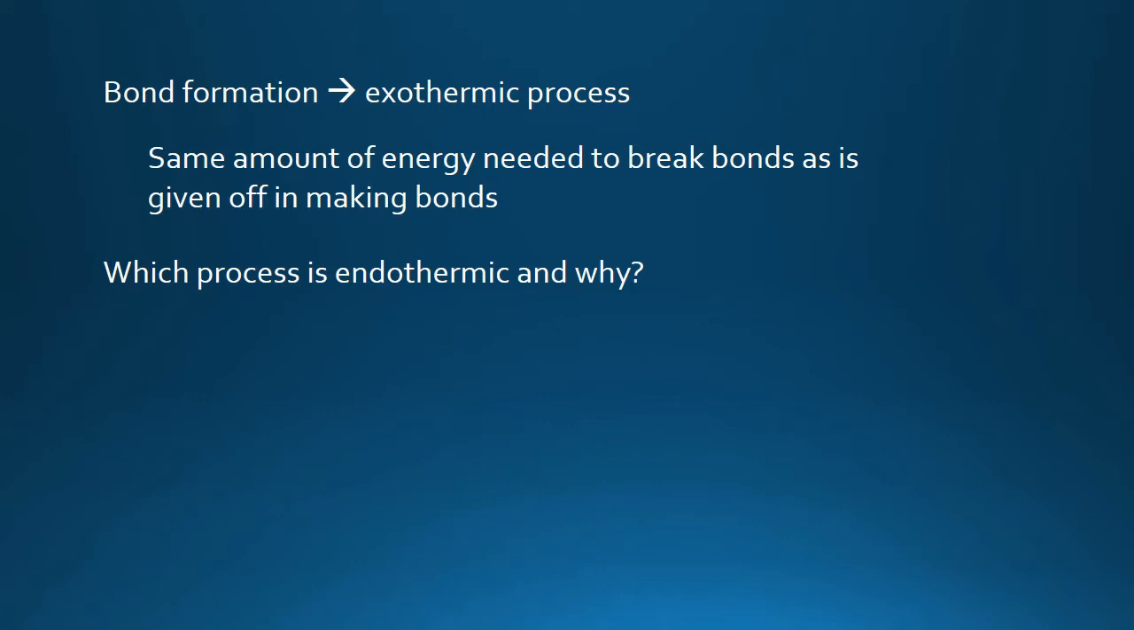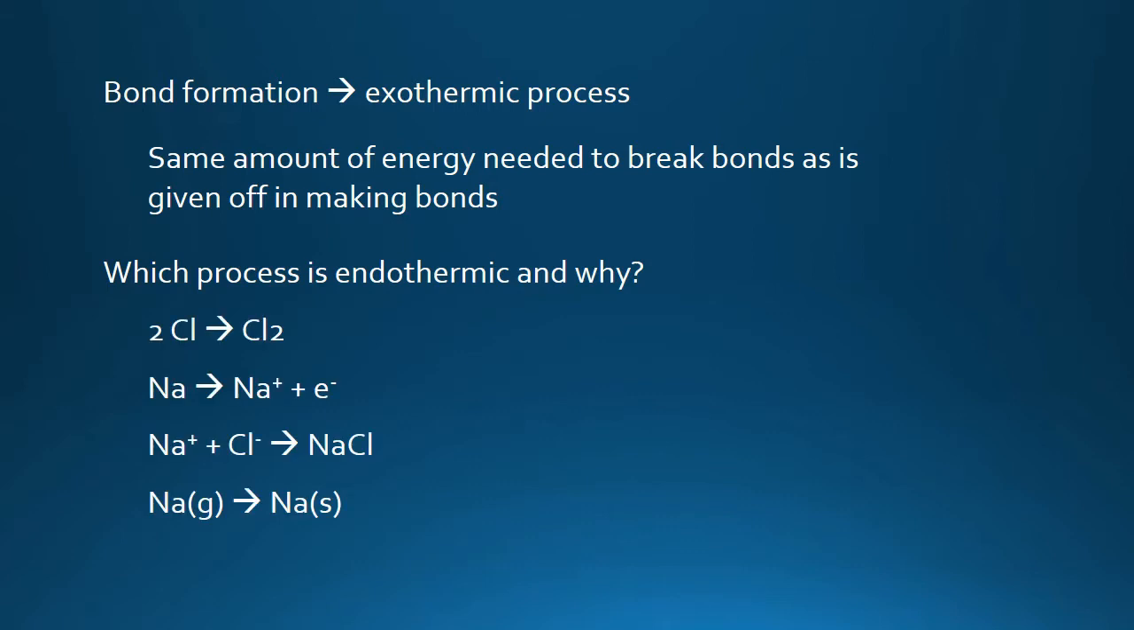So let's do some identifying. Which process is endothermic and why? Going through each of these. First, we have 2 chlorine atoms and we are making Cl2. So here we are forming a bond. And as we just saw, that makes this an exothermic process.